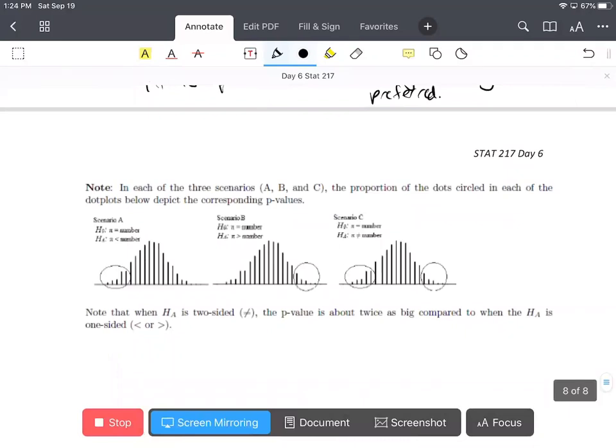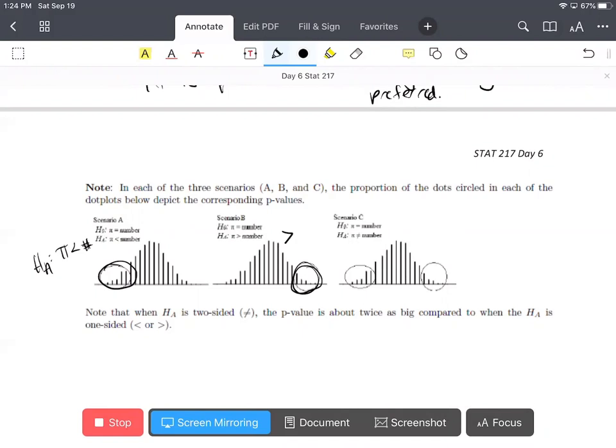To wrap up this section though, in each of the three scenarios below, A, B, and C, the proportion of the dots circled in each dot plot below depict the corresponding p-values. So scenario A, this is a little hard to read, I apologize. H sub A, pi is less than whatever the number is. And you're going to see that down in this tail. We've done everything so far as greater than. This is the greater than. And this is where we've been mostly looking.